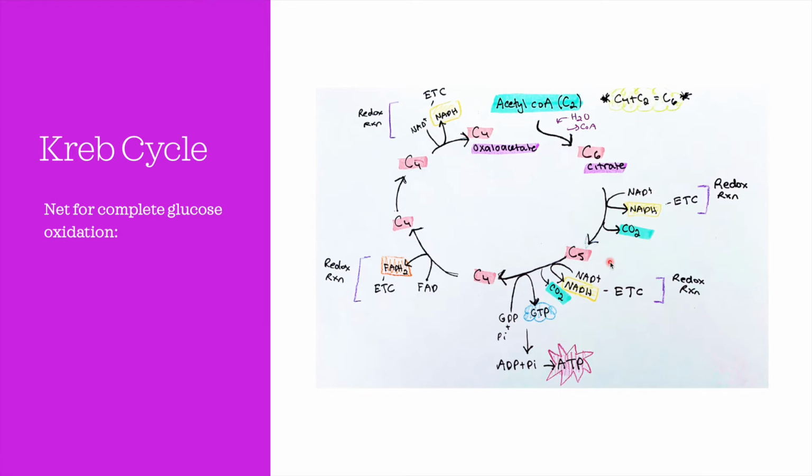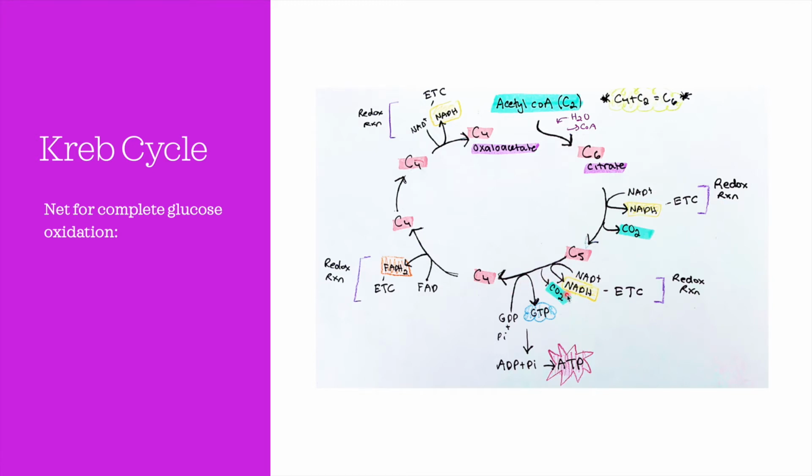In that process, a carbon is lost as a CO2 molecule, and an NAD+ picks up 2 electrons and 1 proton, forming NADH. The NADH then goes to the electron transport chain. In the next stage, the C5 compound is converted to a C4 compound. In this process, a carbon is lost as a CO2 molecule, and NADH forms.